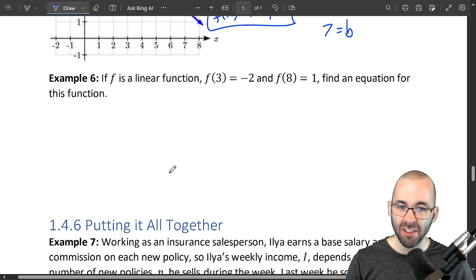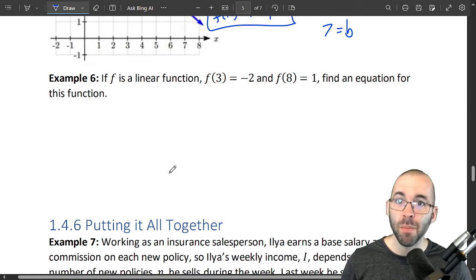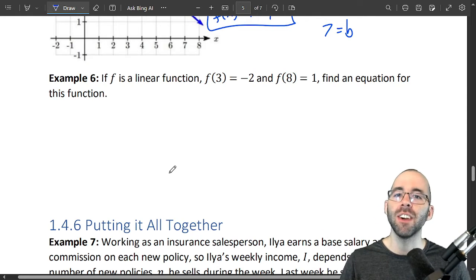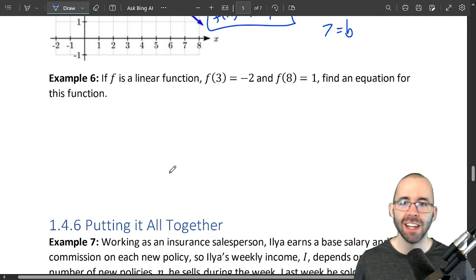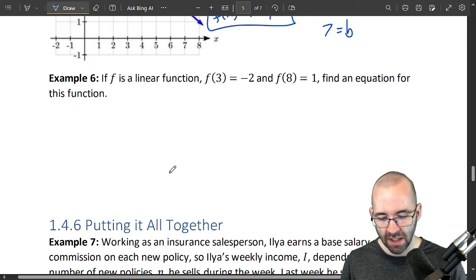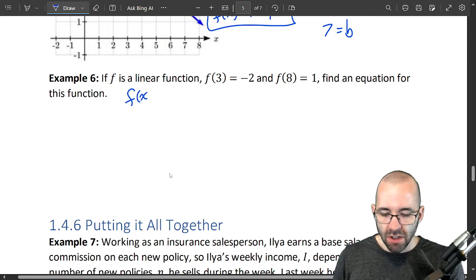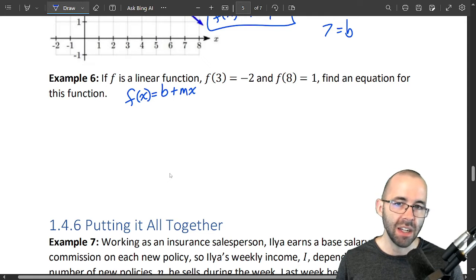So it's not officially a try it now problem, but I want you to try this now. Pause the video. Let's do this again, okay? Pause the video, see if we get the same answers for example 6. So it's a linear function. We know it's going to look like b plus mx. We just need to find m, and we need to find b.